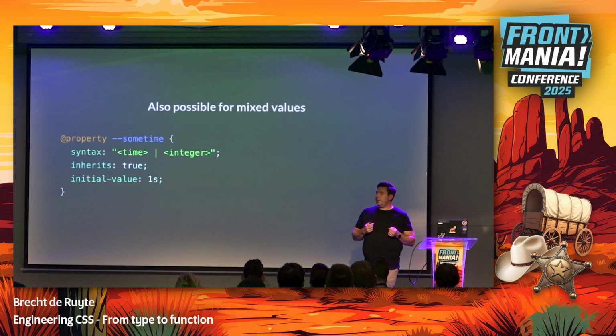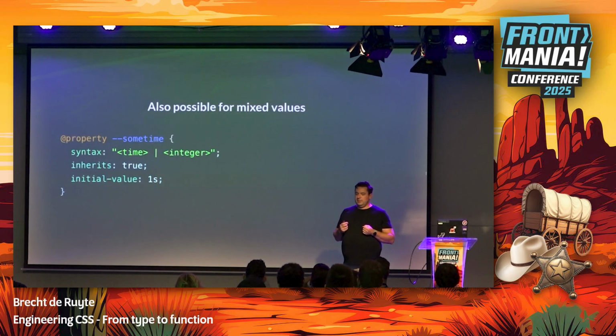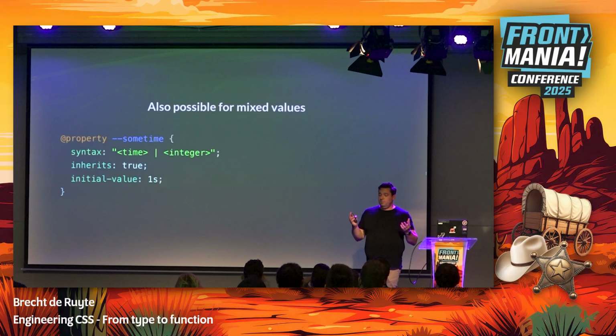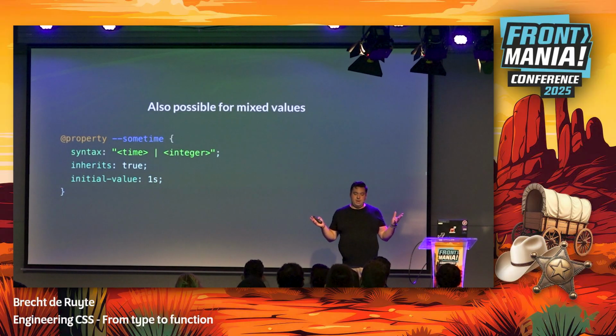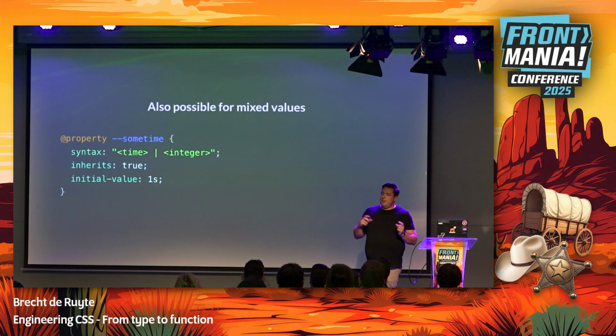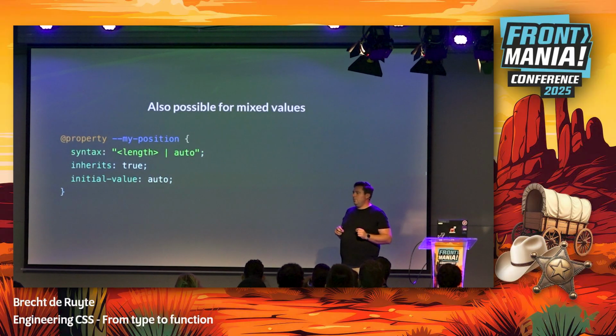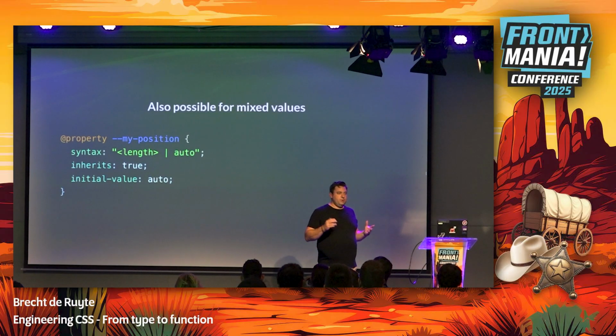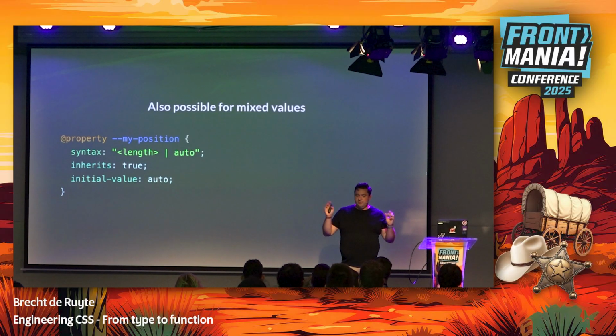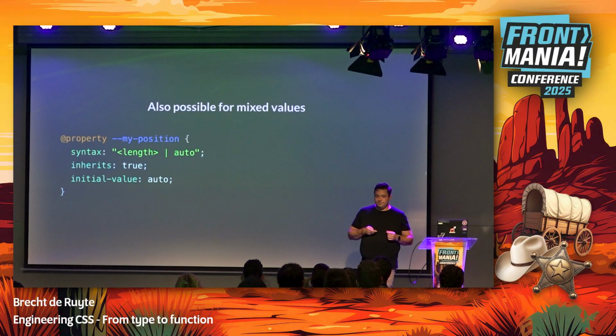But it's also possible to add mixed values. For example, maybe you want something to be time or an integer. Maybe you want a person to enter 1 second or just 1. I don't know why you would do that. A better example might be this one. Perfectly for your margins and stuff. Maybe you want a margin of X pixels or rems and also want to allow the keyword auto, which can perfectly be done like this.